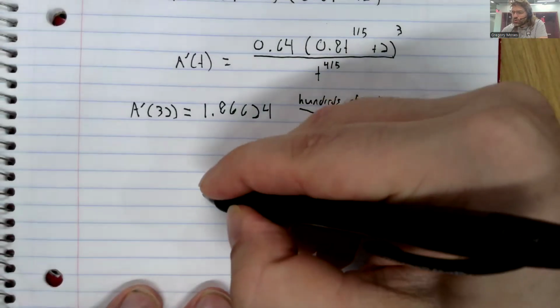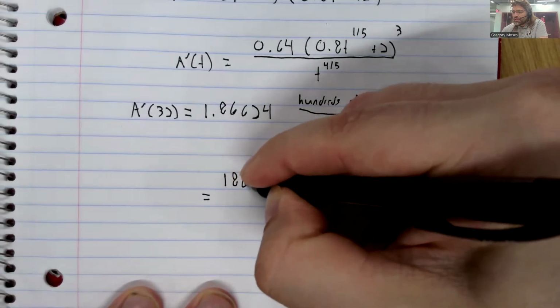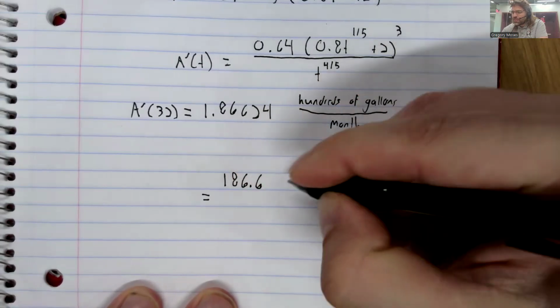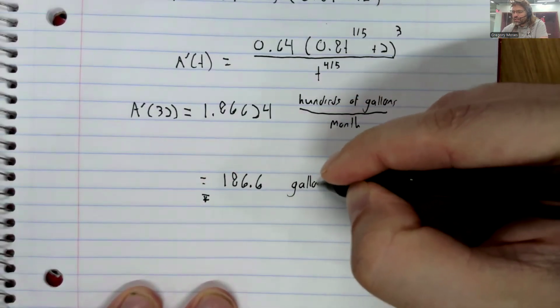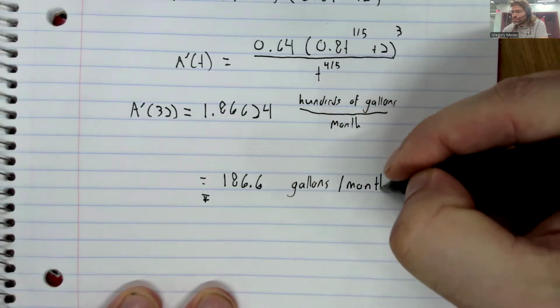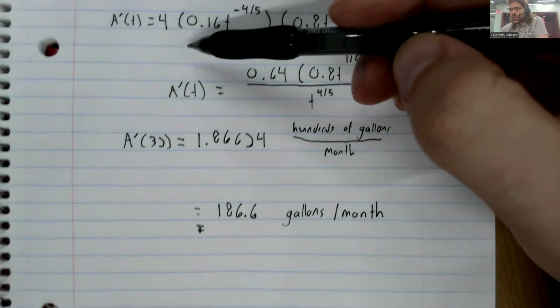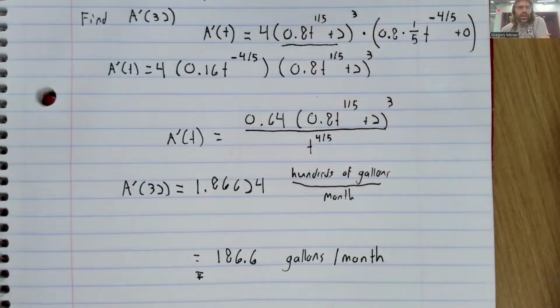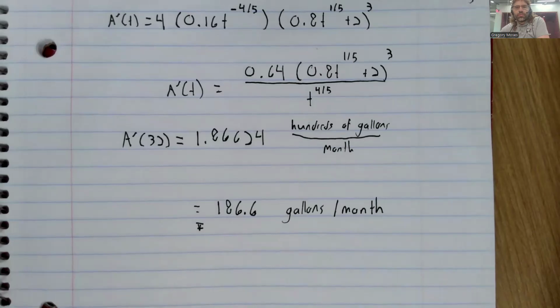So maybe a little nicer to write 186.6 gallons per month. So a little shy of 3 years after this factory opens, pollutant is entering the water at a rate of about 137 gallons per month.